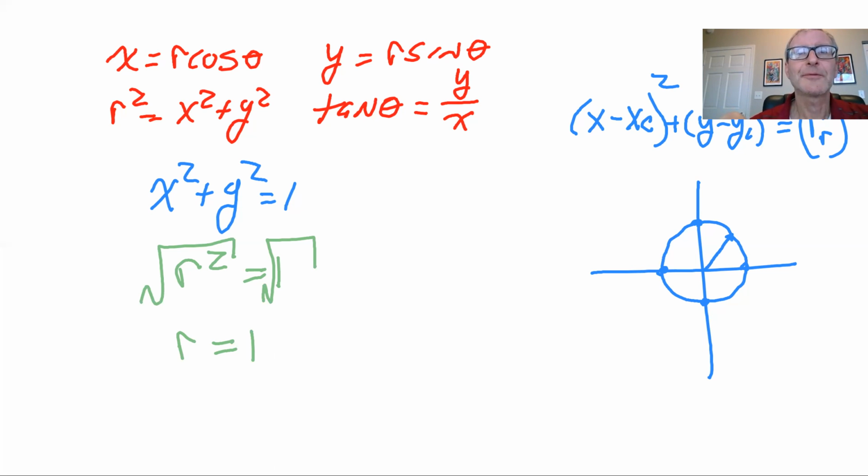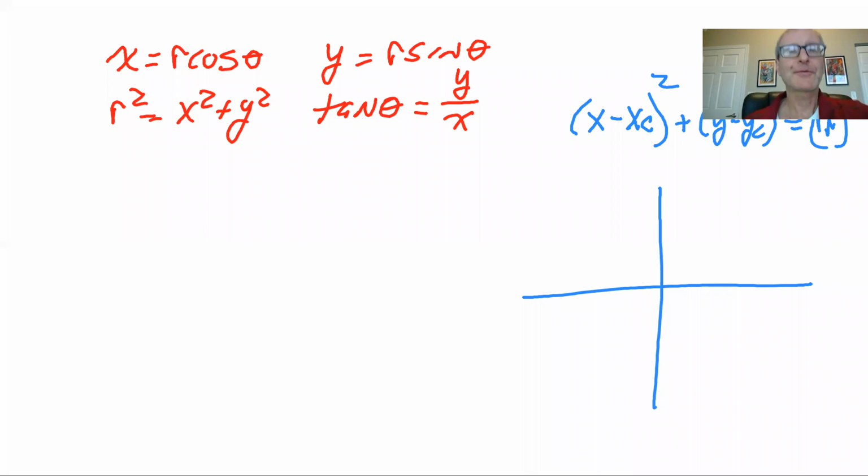Okay, let me give you another one. So let me pause and erase this. Okay, so let's take a look at another equation here. Let's do one where we have a nice straight line, x equals the number 5, right? And so that would be this vertical line at x equals 5, right?